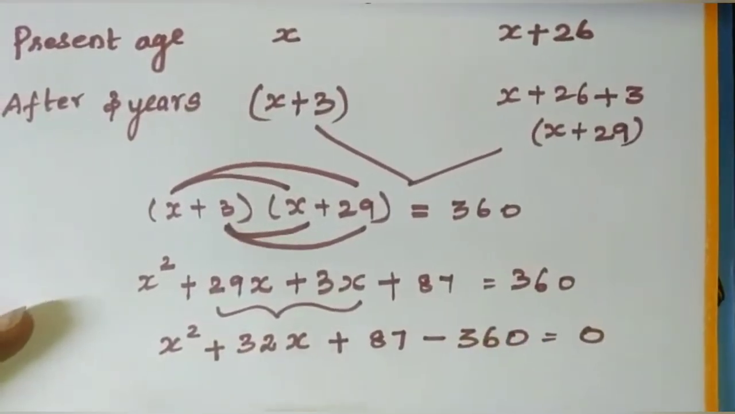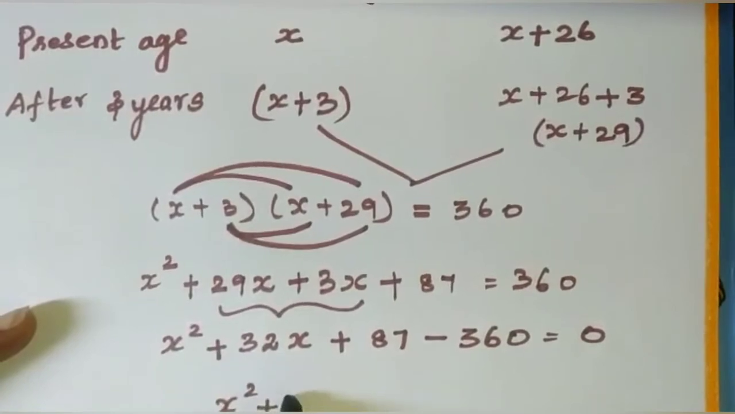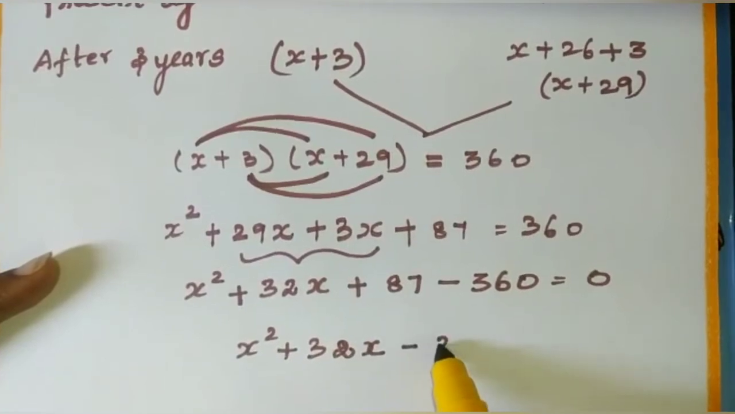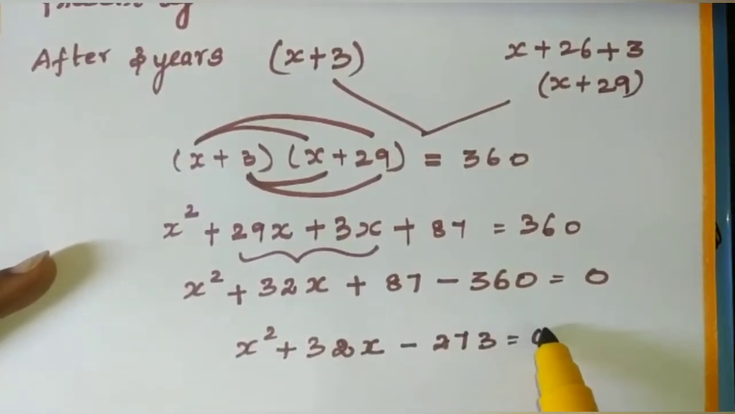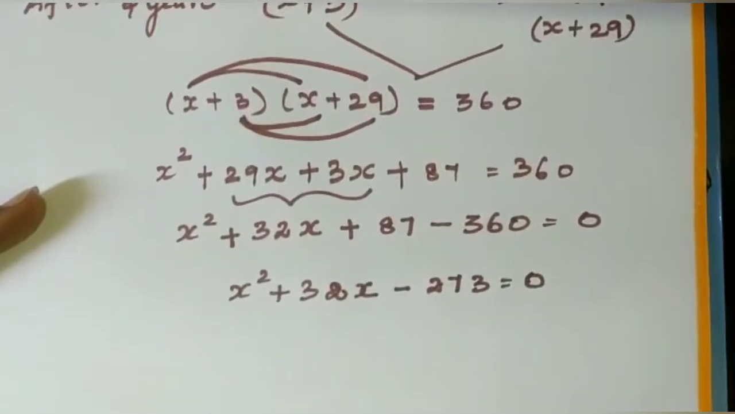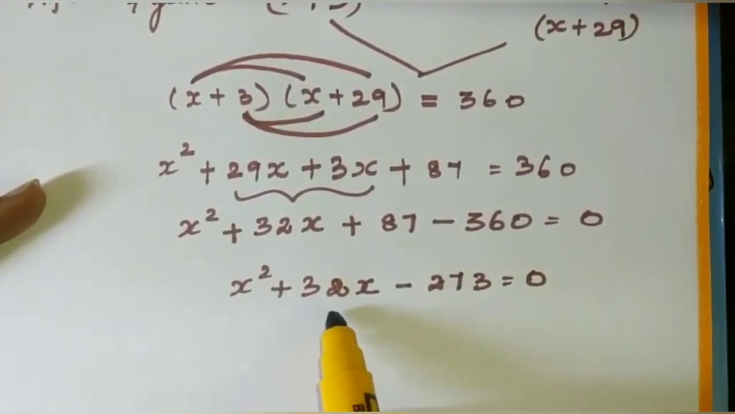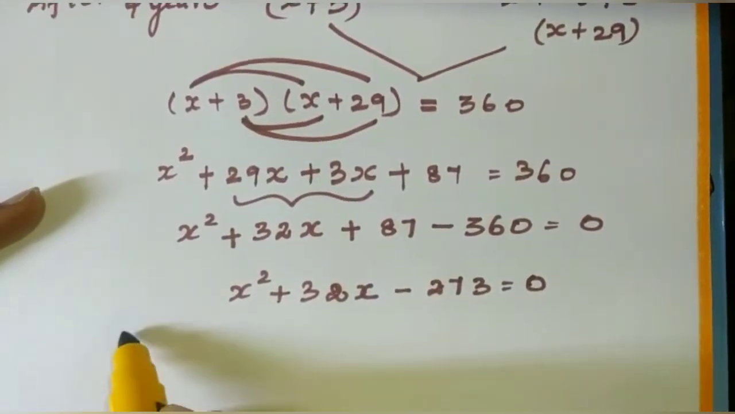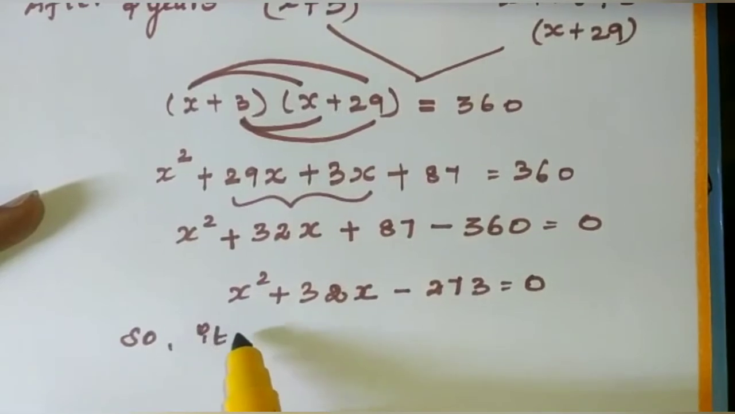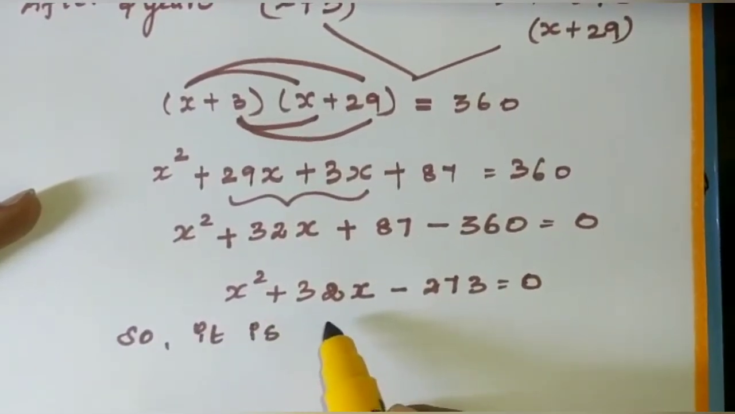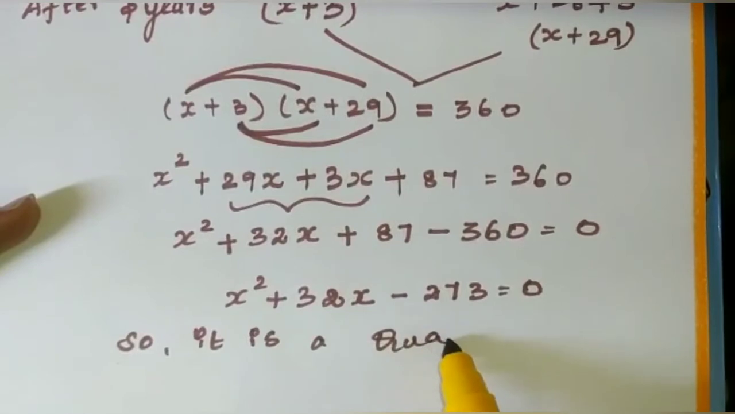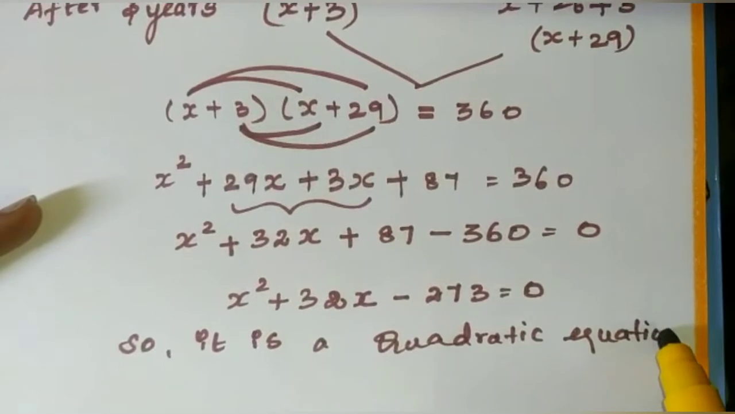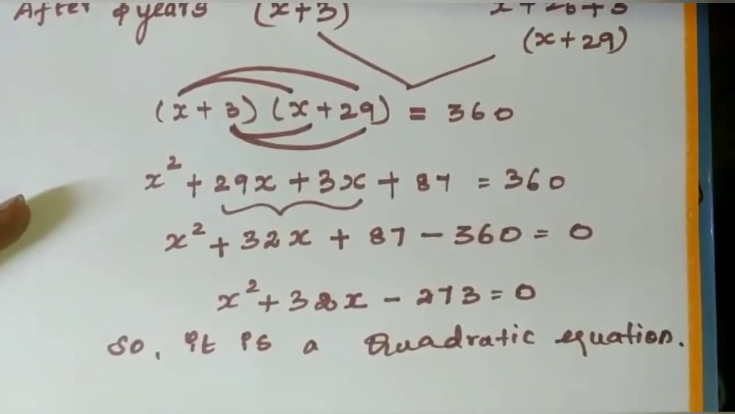Okay. So x square plus 32x minus 273. So we have to write it in the form of x square plus 32x minus constant is equal to 0. We completed. So it is a quadratic equation. This is a quadratic equation. Clear?